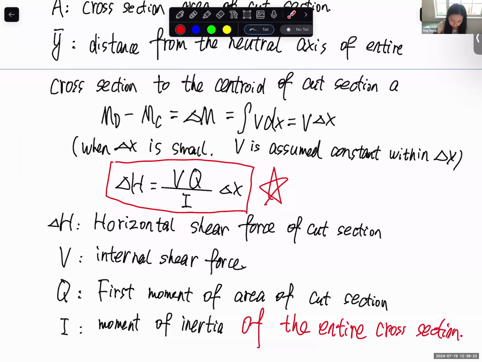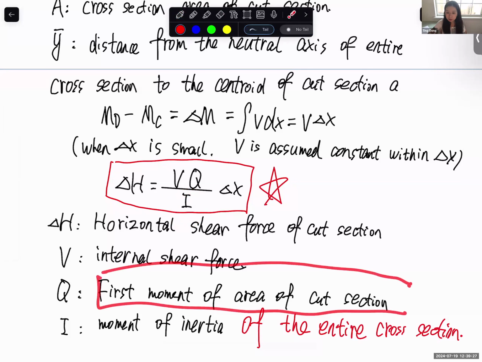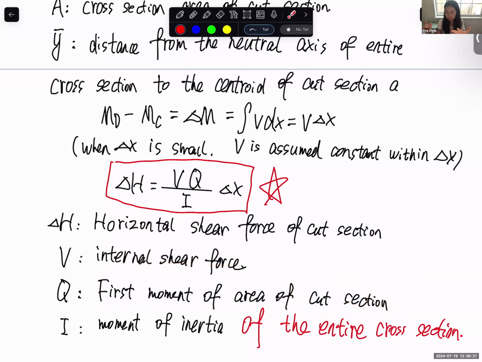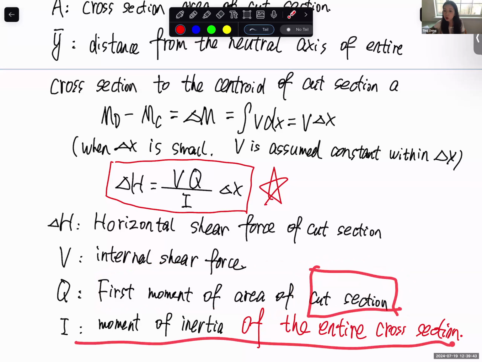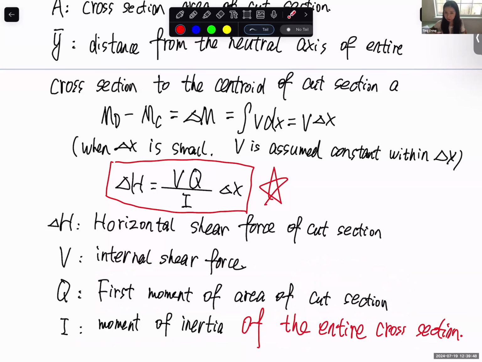The thing that changes is the Q. As I said, it is the first moment of area of the cut section. So if you cut through a different section, this Q is different. It changes depending on which small section you take, like different Y, different A in the equation. So this one changes, but moment of inertia is always about the entire section. I hope you can understand the difference here.